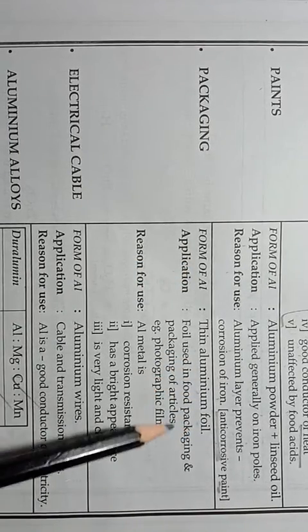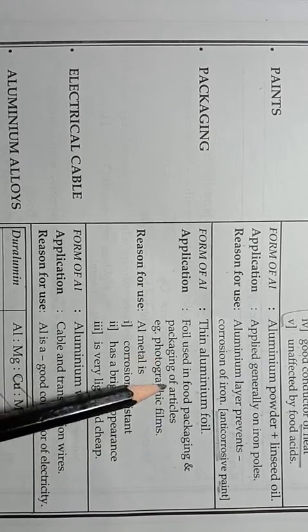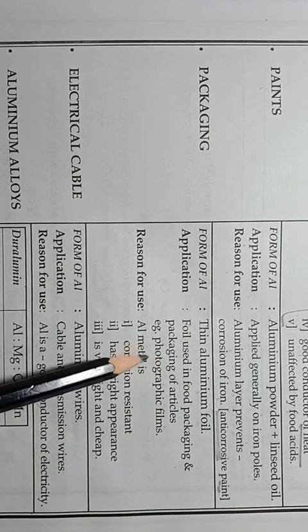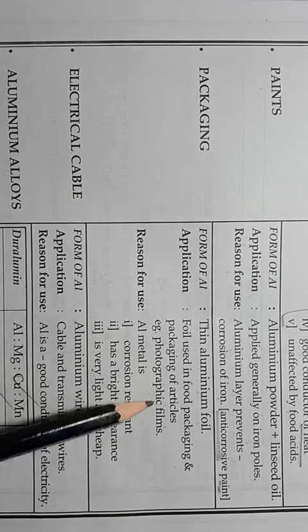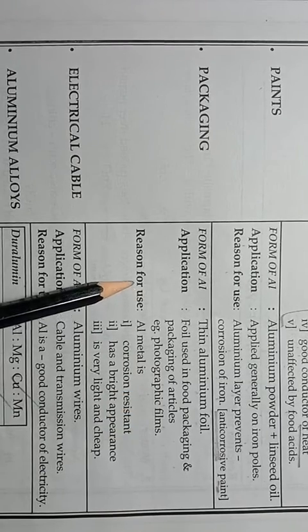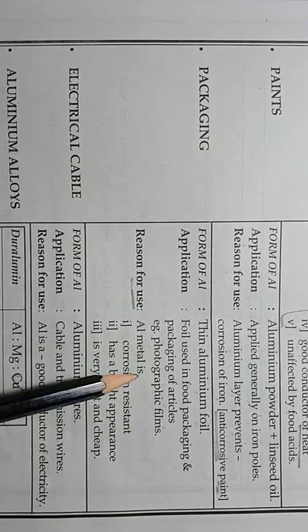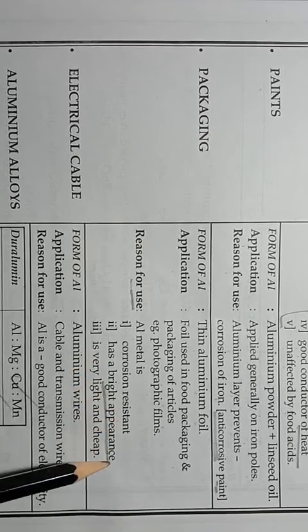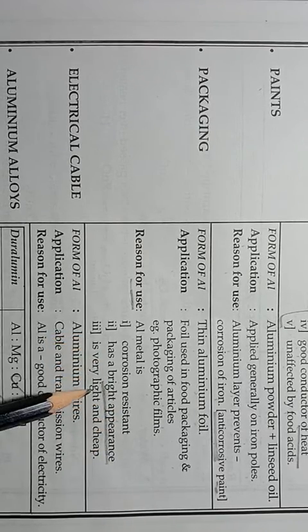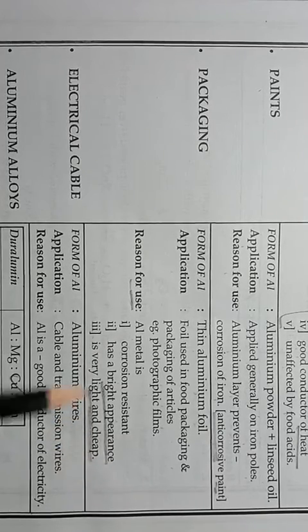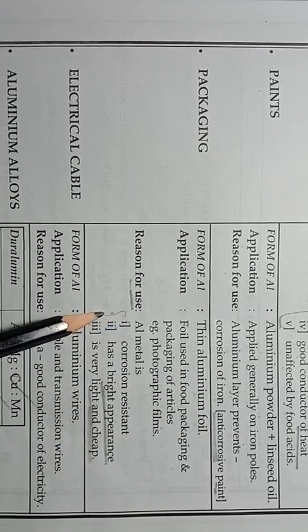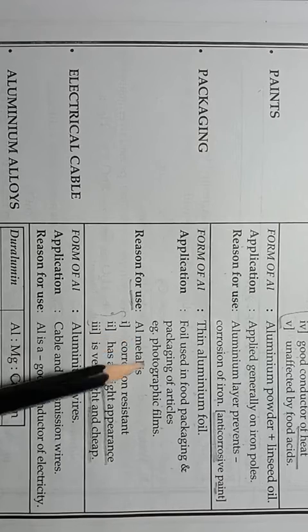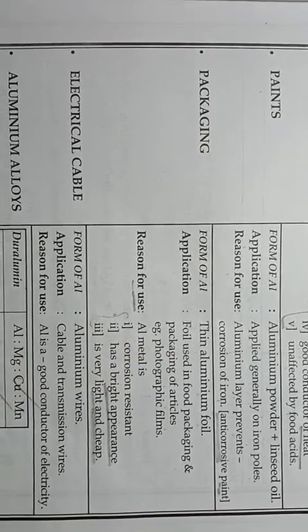Application: foil is used in food packaging and packaging of articles like photographic films. Reason for use: aluminium metal is corrosion resistant, has a bright appearance, and is very light and cheap. So these are the reasons why we are using aluminium sheets for packaging purposes.